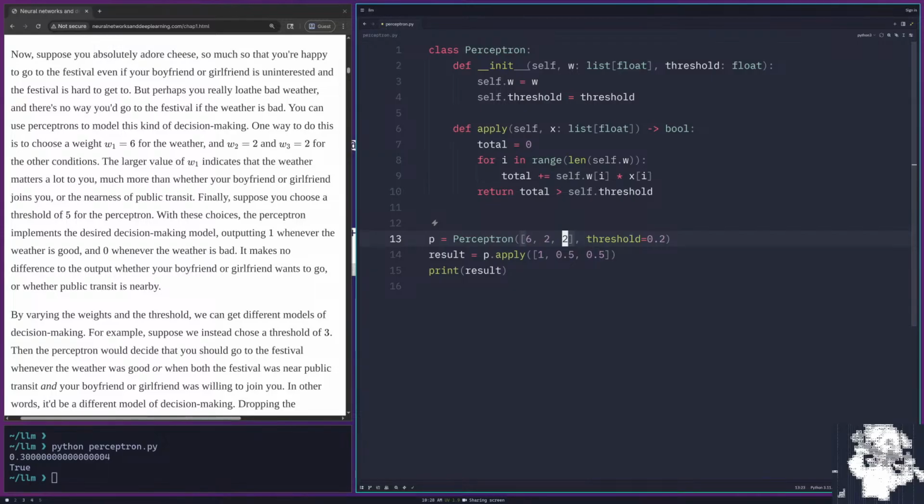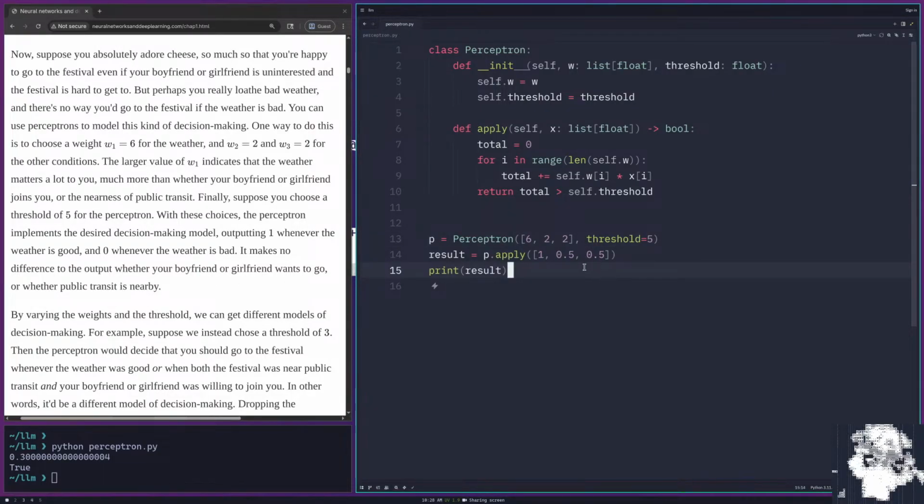The larger value of w1 indicates that the weather matters a lot to you, much more than whether your boyfriend or girlfriend joins you, or the nearness of public transit. Finally, suppose you choose a threshold of 5 for the perceptron. So, threshold 5. With these choices, the perceptron implements the desired decision-making model, outputting 1 whenever the weather is good and 0 whenever the weather is bad. It makes no difference to the output whether your boyfriend or girlfriend wants to go or whether the public transit is nearby.